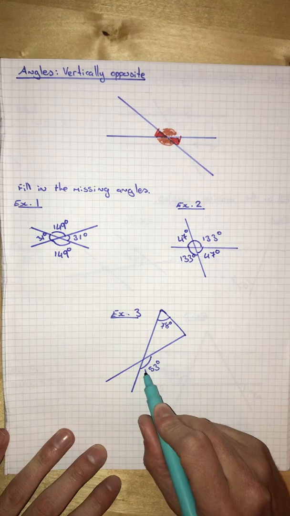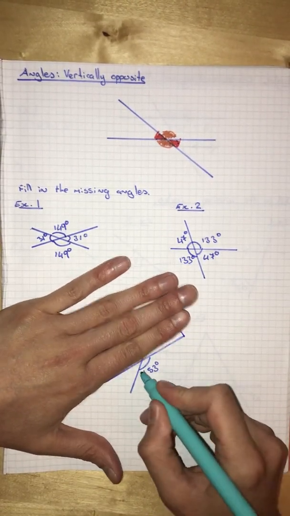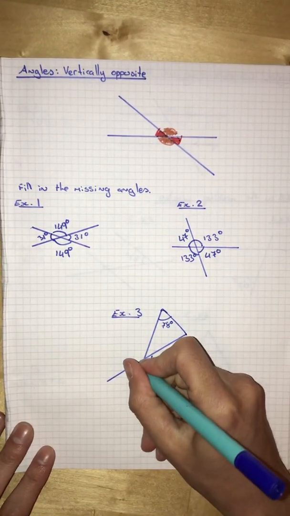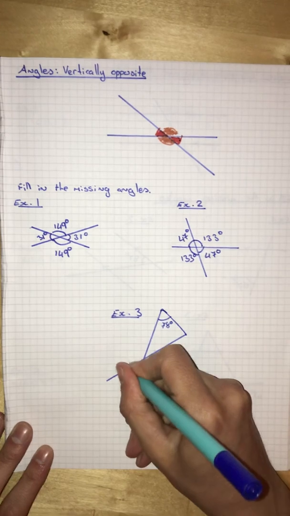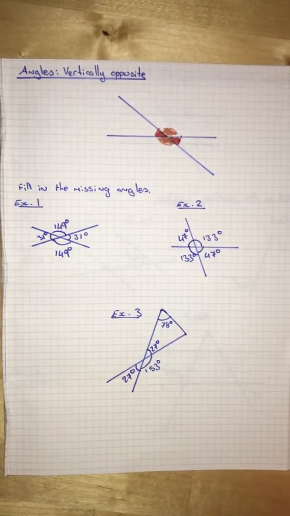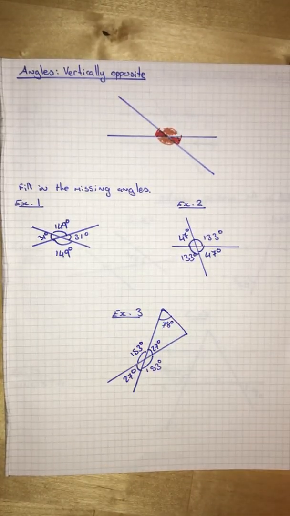First things first, angles in a straight line add up to 180. So what we can work out, this angle is going to be 180 minus 153, which is 27 degrees, which means that must be 27 degrees, which means that must be 153 degrees.